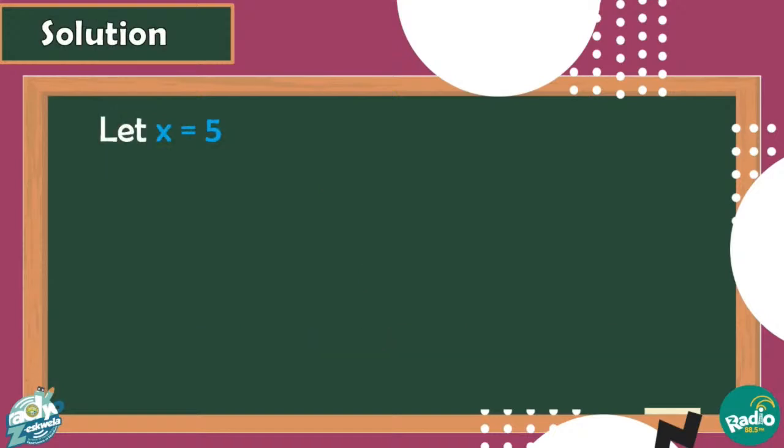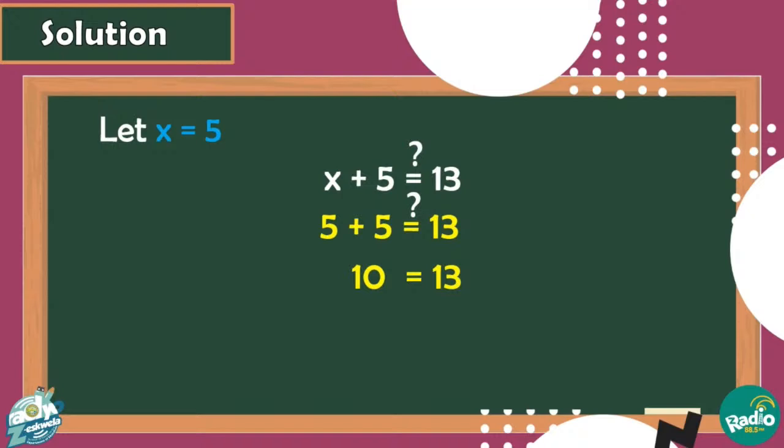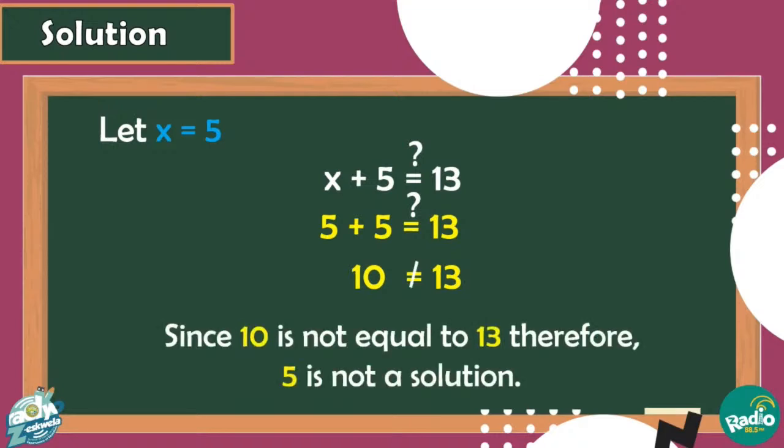How about x is equal to 5? Substitute the value of x, which is 5, to our given equation. The given equation becomes 5 plus 5 is equal to 13. And 5 plus 5 is 10. Copy equals 13. Is this true? Since 10 is not equal to 13, therefore, 5 is not a solution.